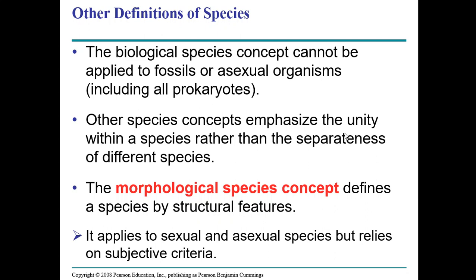So, other species concepts emphasize the unity within a species rather than the separateness of different species. The morphological species concept defines a species by structural features. Sometimes they classify species based on morphological or structural features. If these are the same, they are more likely to be under the same species. It applies to sexual and asexual species but relies on subjective criteria. For example, the bird I showed you earlier: if you apply the morphological species concept, they look alike, with the same wings and the same feather color, so you can say they are under the same species. As I said, it relies on subjective criteria.